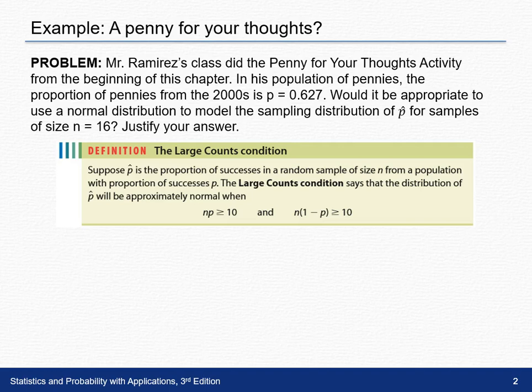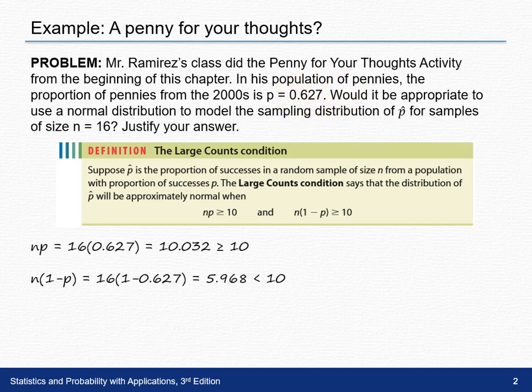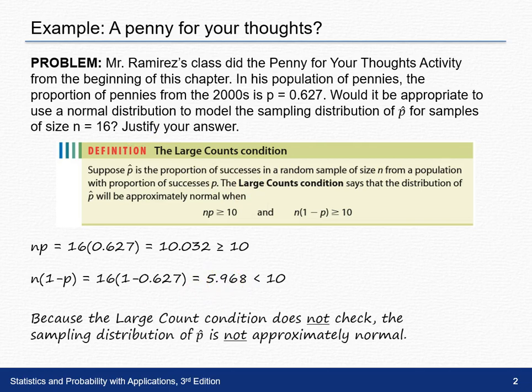So our n here is the 16, our p is the 0.627, and so when we check that, n times p gives us just over 10, but n times 1 minus p gives us under 10 at 5.968. So because this condition fails, it is not appropriate to use a normal distribution to model the sampling distribution. So it is important that we check these conditions before we go ahead and attempt to use a normal distribution.